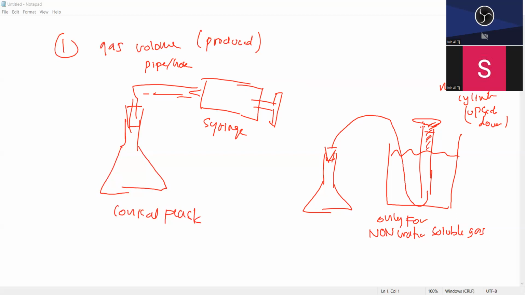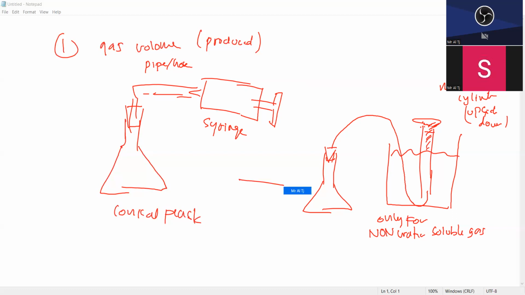While the syringe method has the advantage that any gas can be used, we need to have enough pressure. And the syringe better not have too strong a resistance, because otherwise it cannot be pushed back by the gas. That is the first idea of having a gas volume produced.